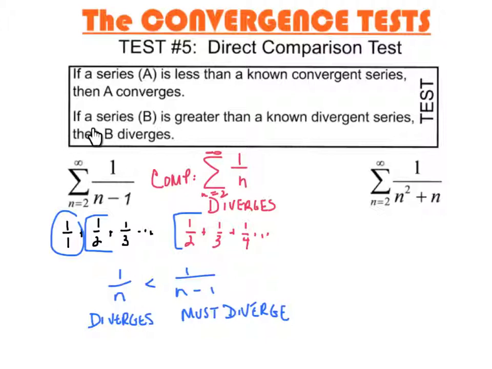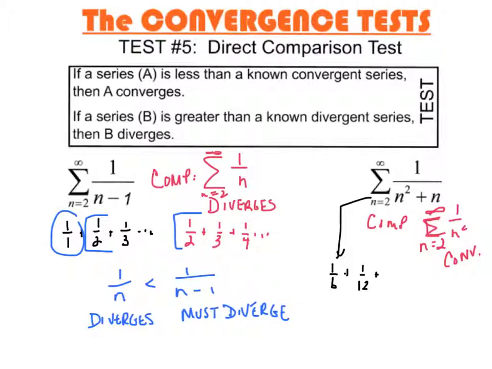Okay. Now this next one, I haven't left myself a lot of room, so let me compare to 1 over n squared. Again, a lot of times it's obvious what you're going to pick. We know that this converges. Okay. So if I started writing terms down again, 1 over n squared plus n, so 1 over 4 plus 2, so 1/6 would be first. 1 over 3 squared plus 3, so 1/12. I'll do one more. 1 over 4 squared plus 4, 1/20, like that.